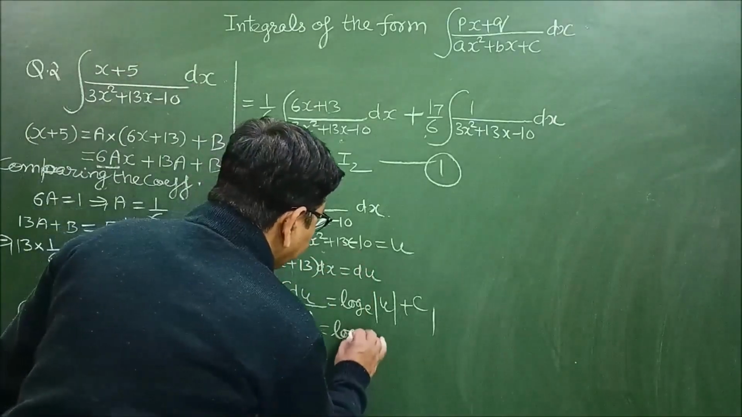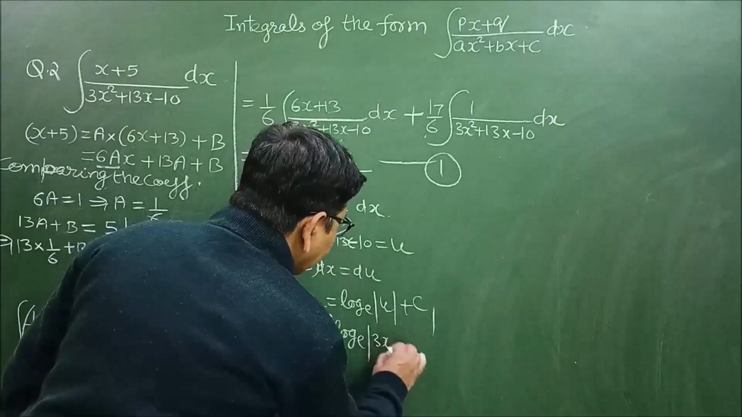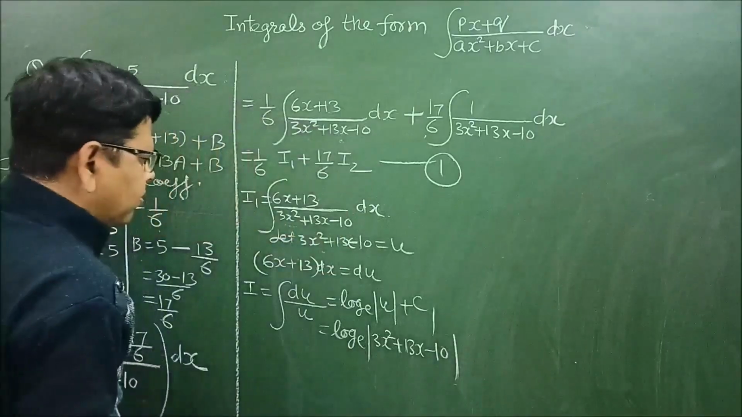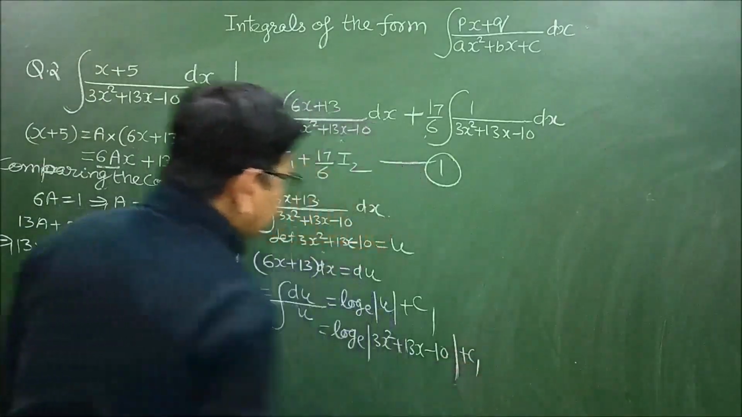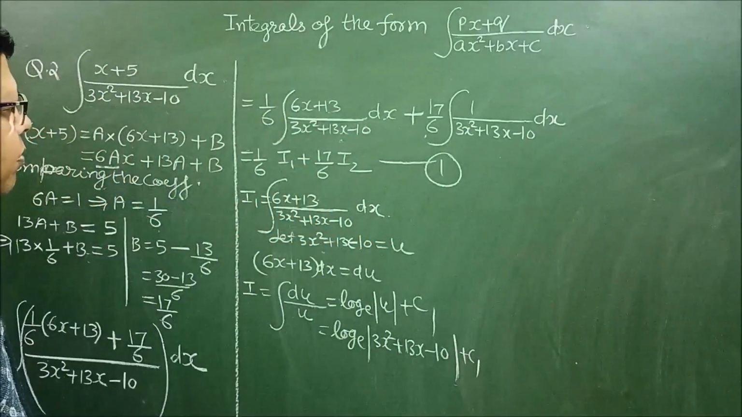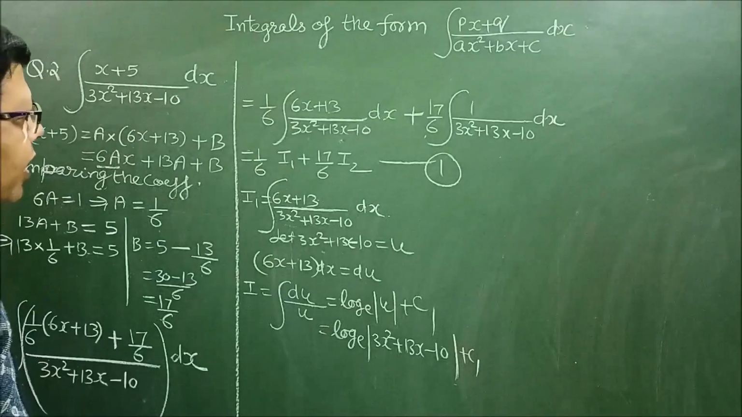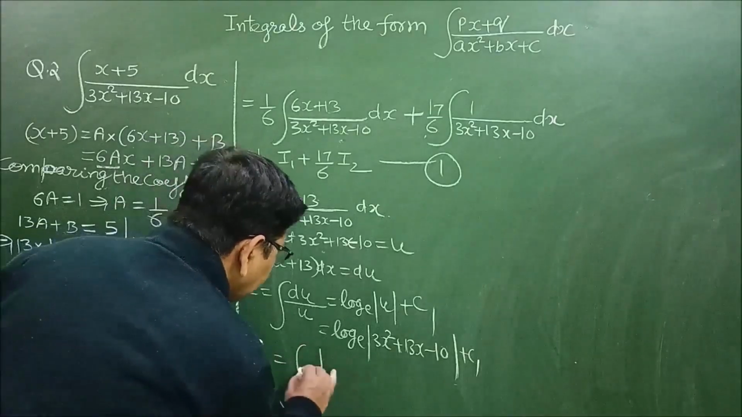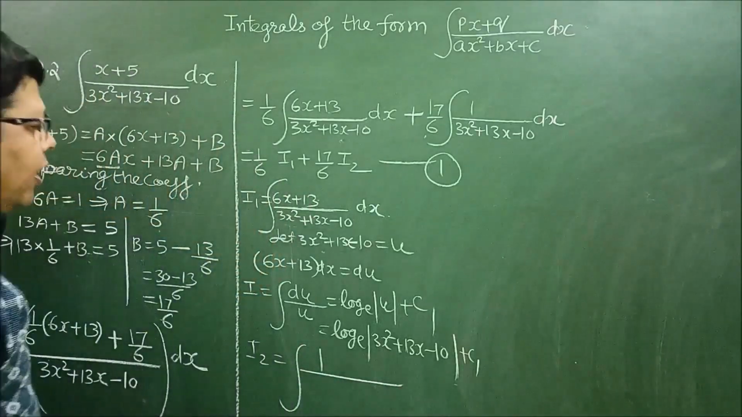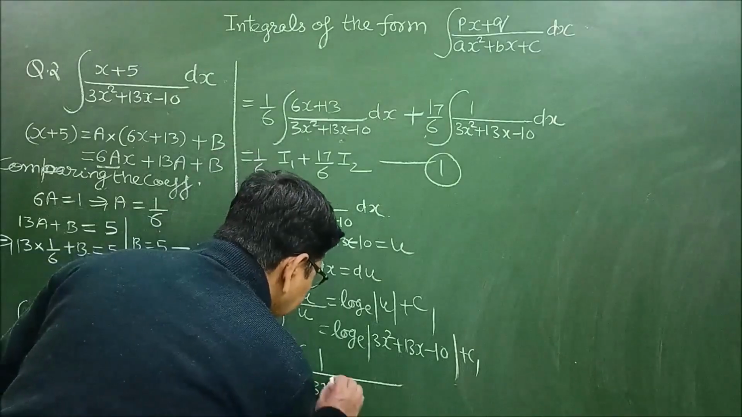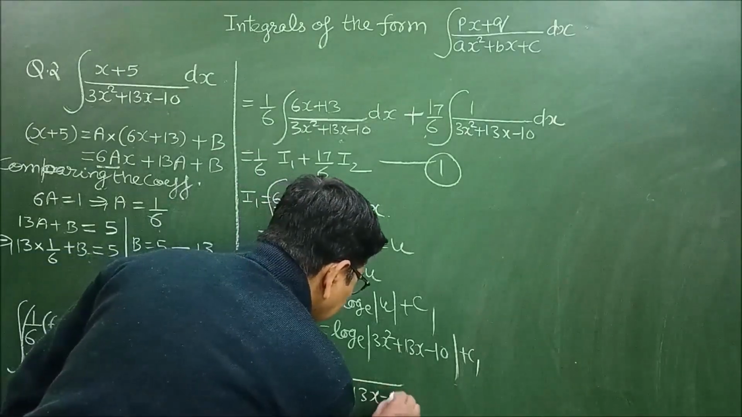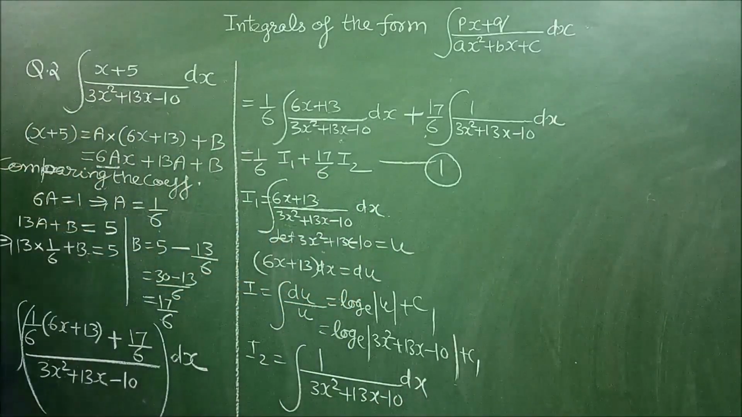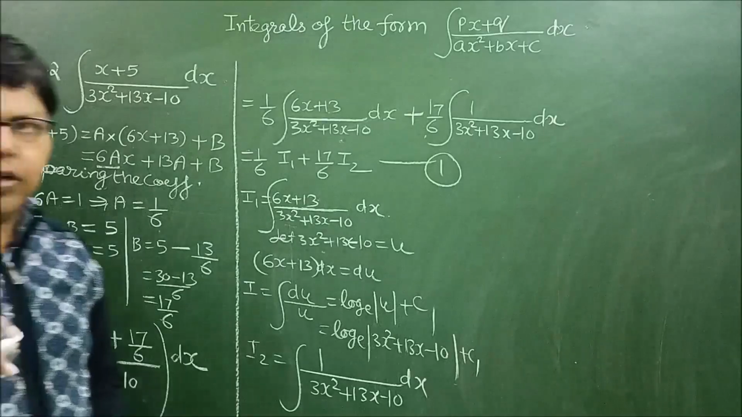So log of 3x² + 13x − 10, plus c1. Now let us solve the other integral, which is I2. I2 is equal to the integral of 1 upon 3x² + 13x − 10 dx. So taking 3 common in the denominator to make the coefficient of x² 1.